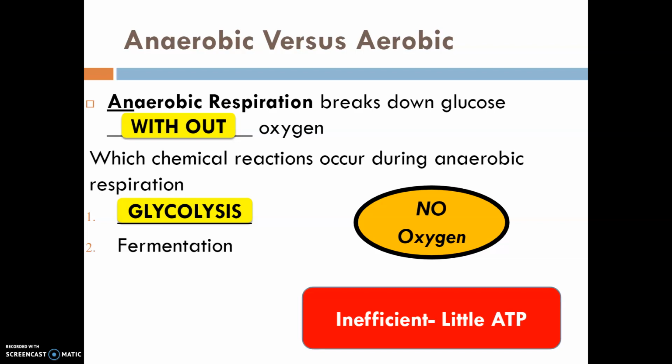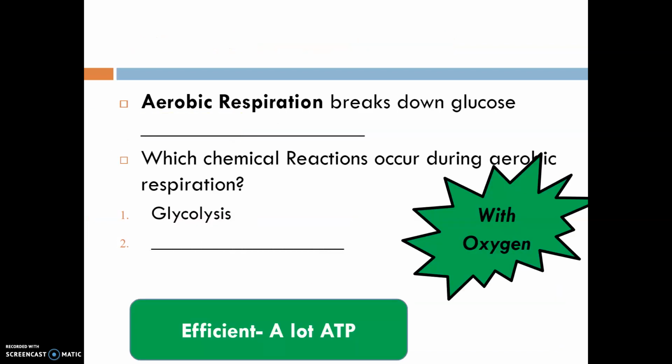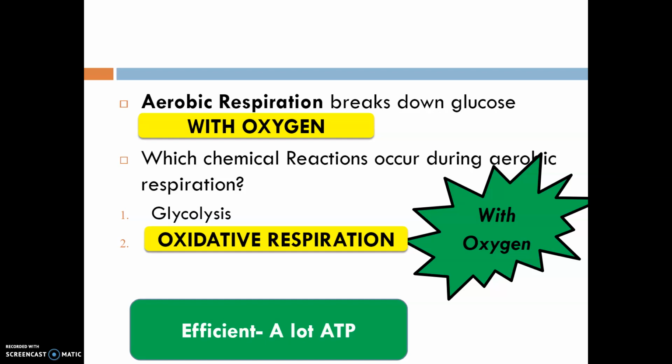Which chemical reactions occur during anaerobic respiration? That's going to be glycolysis and fermentation. This is going to be very inefficient, so little ATP is actually made. And remember, that ATP is not used by the organism. So aerobic respiration breaks down glucose with oxygen. Think air, you're breathing in air.